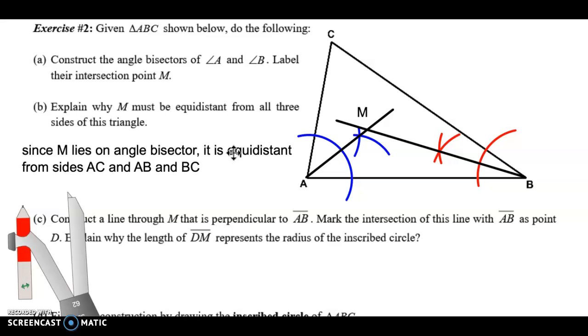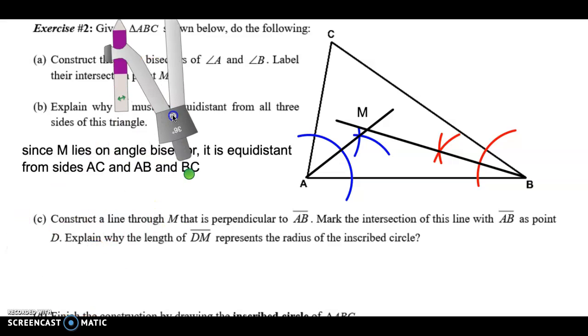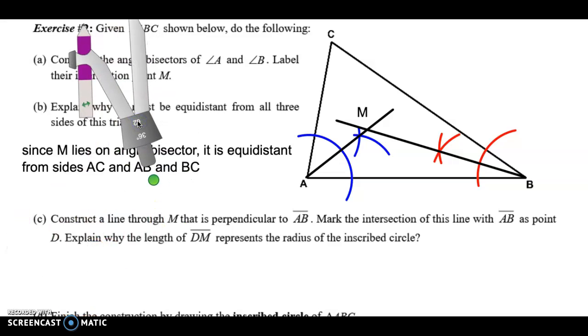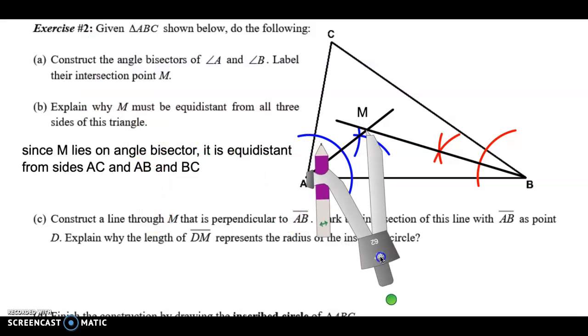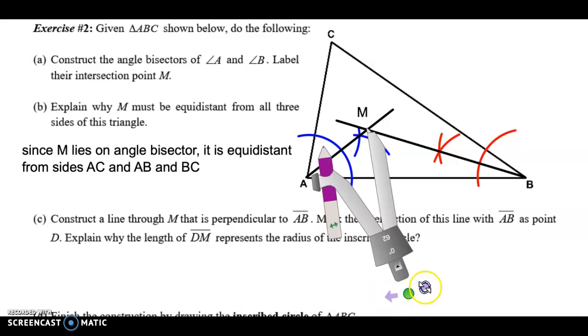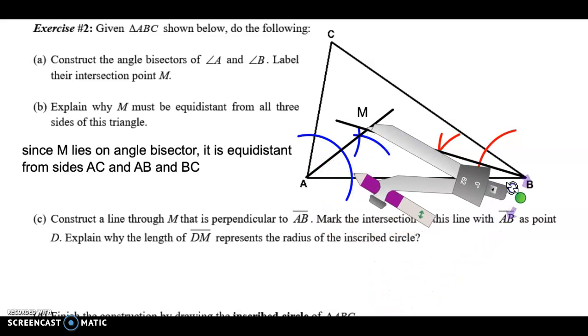Now, I'm going to inscribe a circle inside of this triangle, but I don't know the length of my radius of the circle. I have to find a line, so I need to construct a line. This is part C right here. I'll grab a different color, I'll grab the purple. I need to construct a line that goes through M that is perpendicular to AB, because that will be the length of the radius. So from M, I'm going to put my compass on M, and I want to draw a line that is perpendicular.